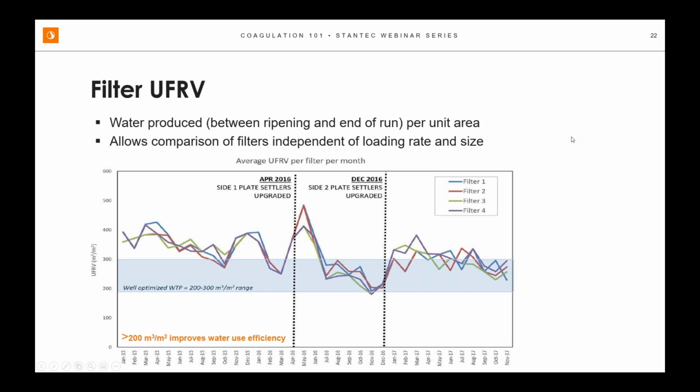So what I like plants to do when they're starting an optimization is look at that filter UFRV, okay? It's the production of the good water, after ripening and before the end of the run, divided by the unit area of the filters. So that's either cubic meters per square meter or gallons per square foot, and it allows you to compare filters independent of their loading rate. So a 48-hour filter run might be good, but not if the loading rate is really, really low. It's not producing as much water.